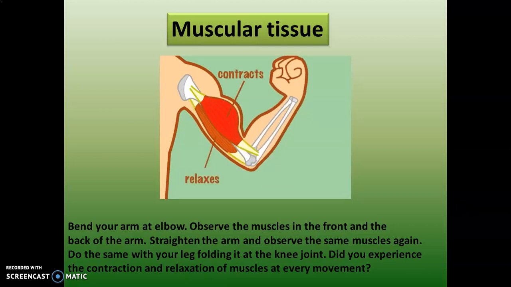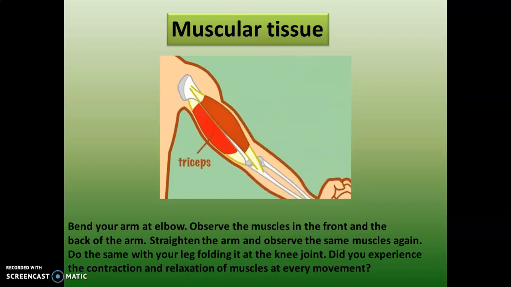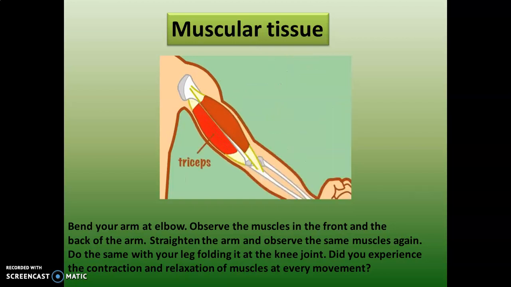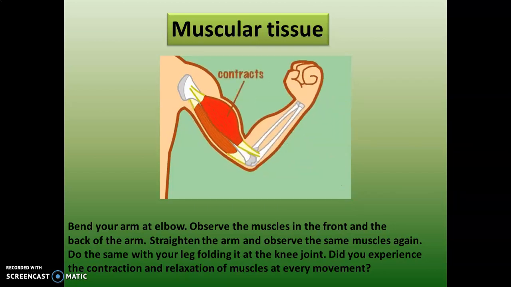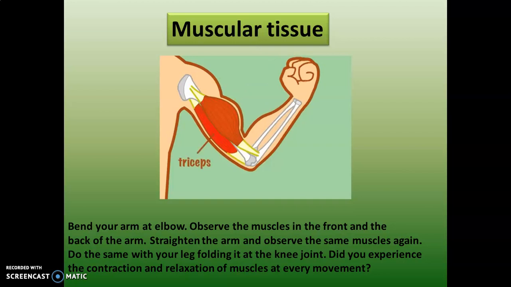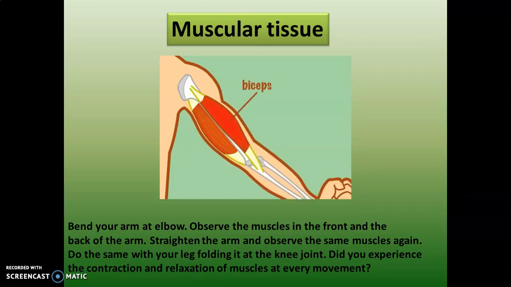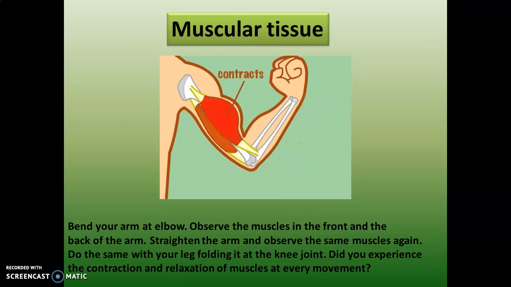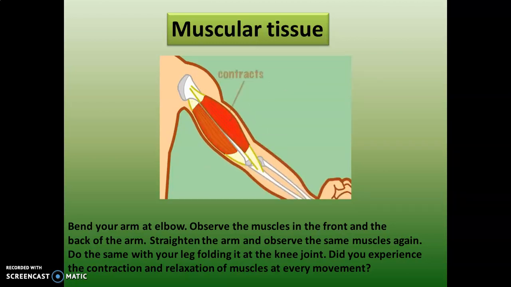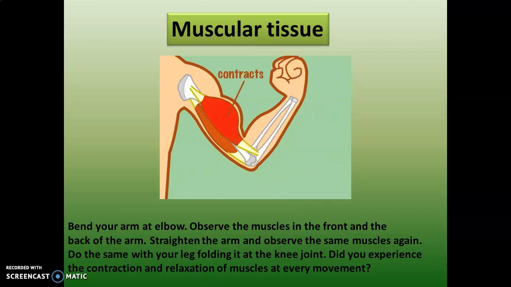Strengthen the arm and observe the same muscle again. Do the same with your leg, folding at the knee joint. Okay, a similar thing you can do with your leg at the knee joint. Did you experience the contraction and relaxation of muscles at every movement? Yes, of course. Okay, so as we are straightening or bending our arm or knee, we find some kind of contraction and relaxation of the muscles at every movement. Okay, so this contraction and relaxation of the muscle helps us with proper movement. Okay, so that is brought about by the muscular tissue.